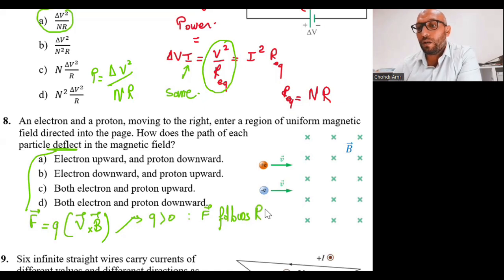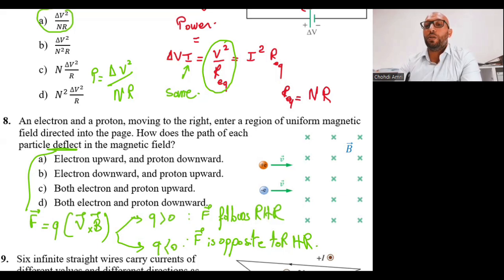the right-hand rule. And I will explain what the right-hand rule means. In the second case, when Q is negative, F is opposite to the right-hand rule. The right-hand rule says, put your fingers in the direction of the vector V, because it's the first vector in the cross product. Curl your fingers toward the vector B, because it's the second vector in the cross product. And your thumb points in the direction of the cross product vector, which is F if Q is positive.